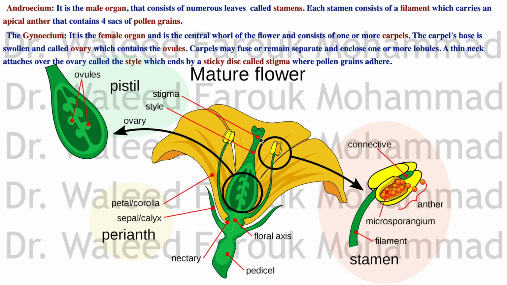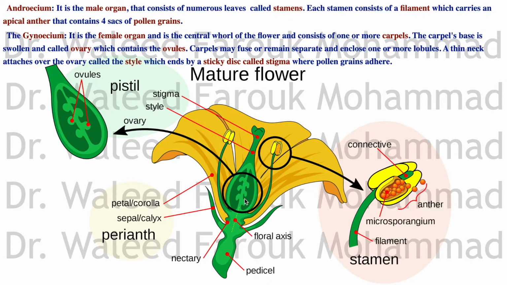Androecium is the male organ, consists of stamens. Each stamen consists of a filament which carries an apical anther and that contains 4 sacs of pollen grains. I told you it has 4 sacs of pollen grains in it. The gynoecium, which is the female organ, is the central whorl of the flower and consists of 1 or more carpels. It's called altogether the carpel.